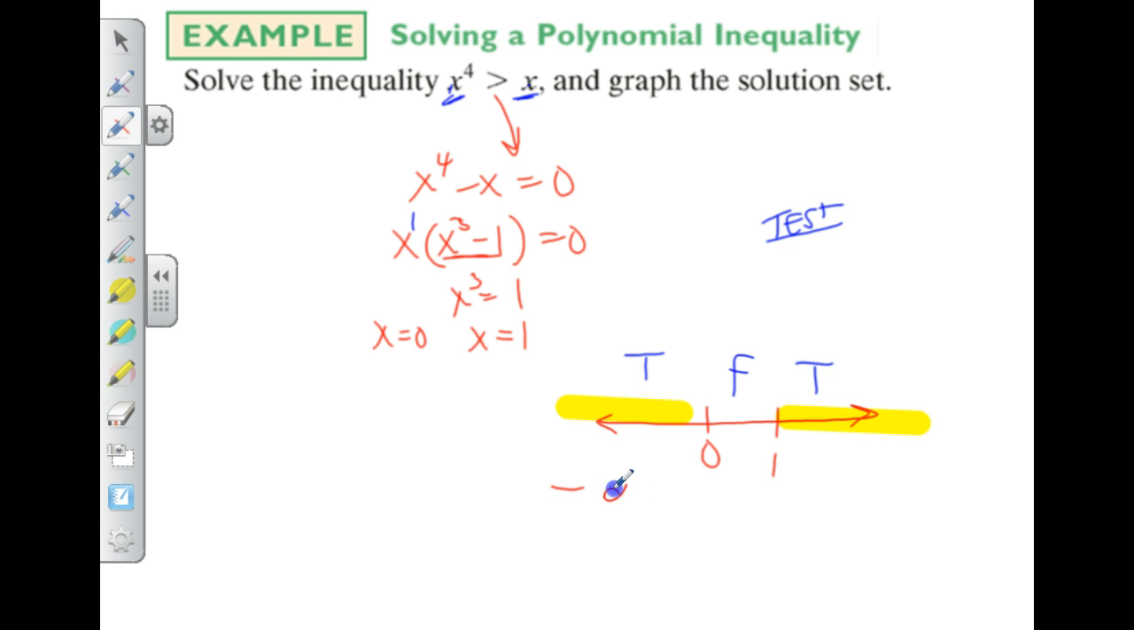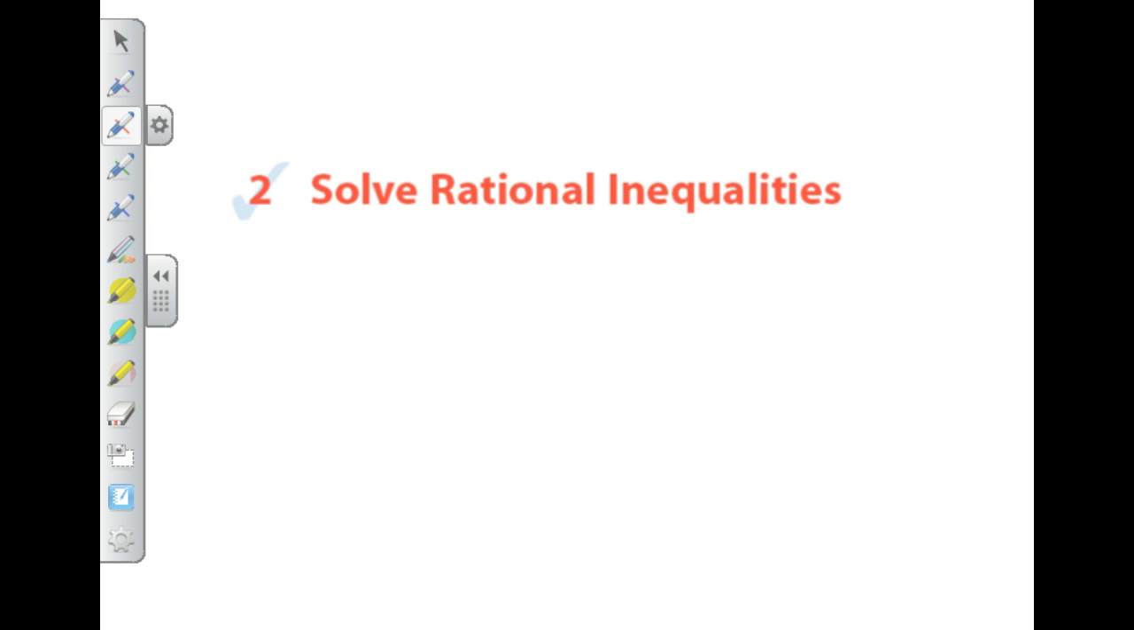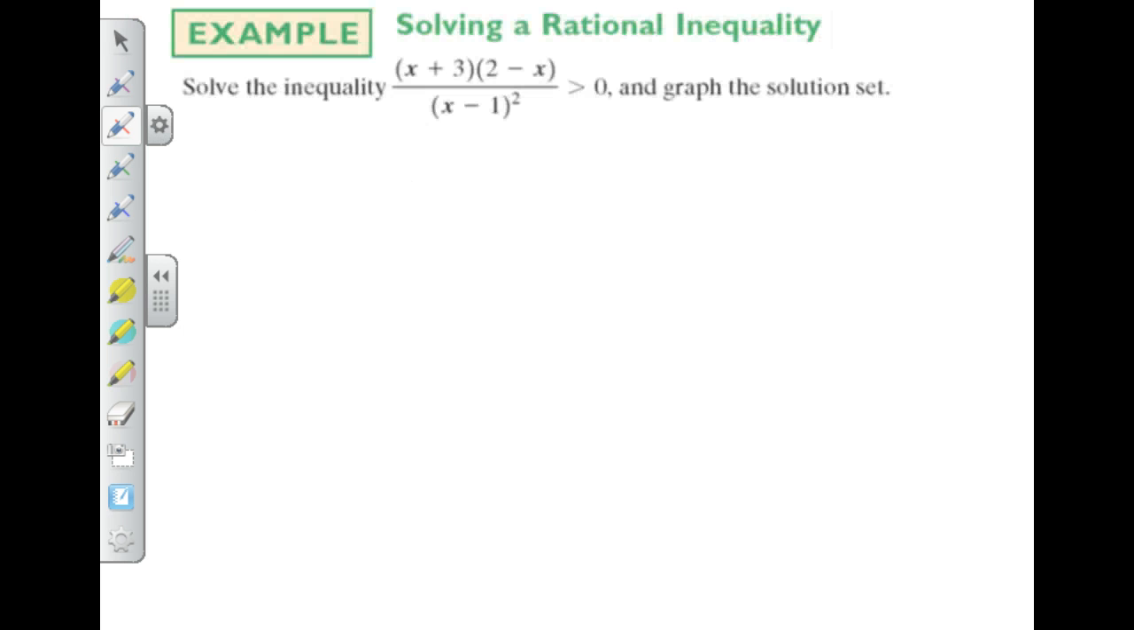So I would write this on my test. Up to 0, there are no brackets because it's not equal to it, and then 1 to infinity. Sometimes you see this with the union sign. The book is asking you to graph, but I'm not a big number line grapher, so I would just have it in interval notation.